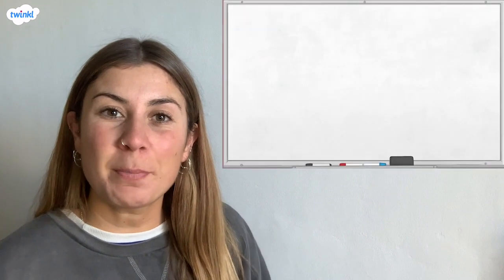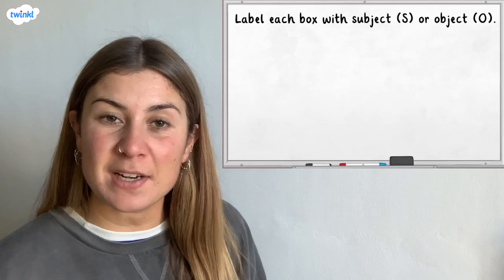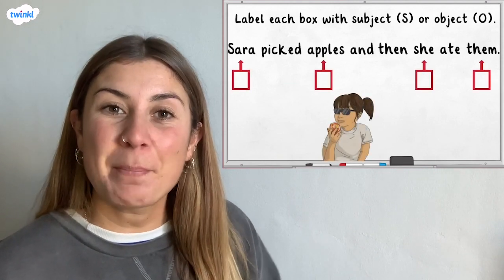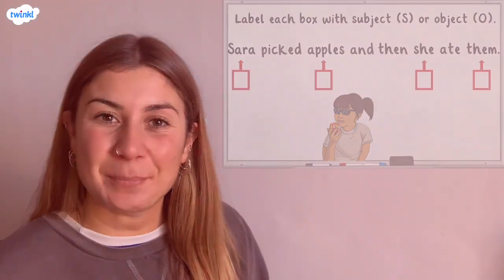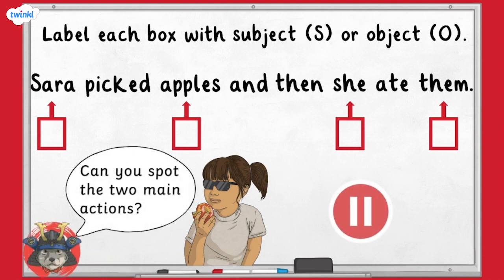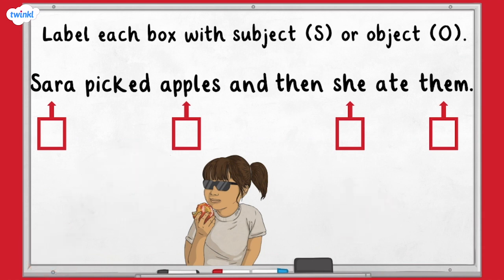In this question, you're being asked to label each box with subject using the letter S or object using the letter O. Sarah picked apples and then she ate them. There are two main actions in this sentence. Can you spot them? That's right, they're picked and ate. To label the subjects, you need to find out who or what is doing the picking and the eating. To label the objects, you need to find out who or what is having the picking and the eating done to them. Pause your video now and hit play when you have your answers.